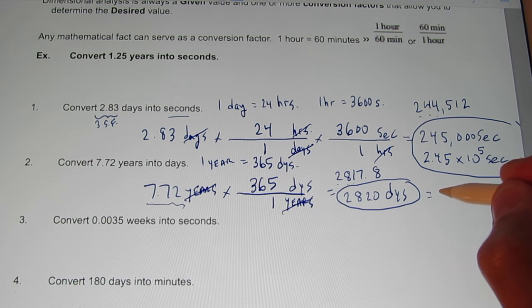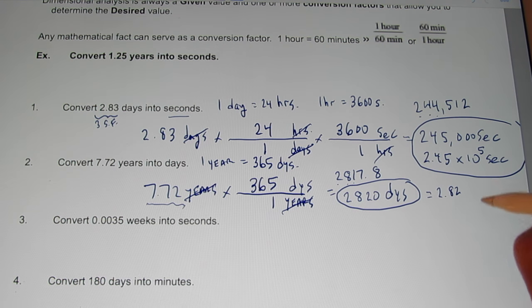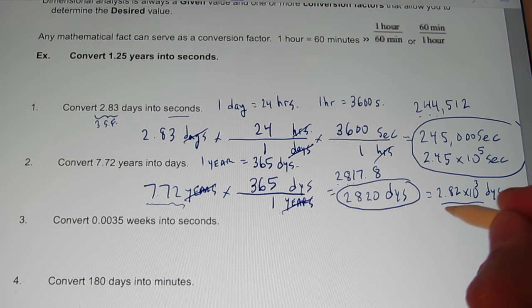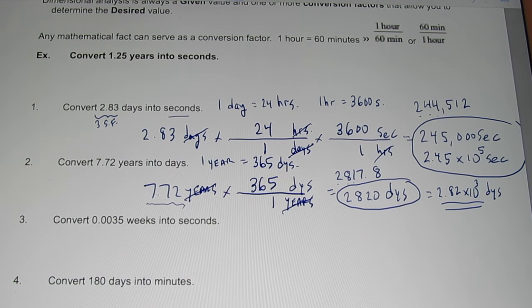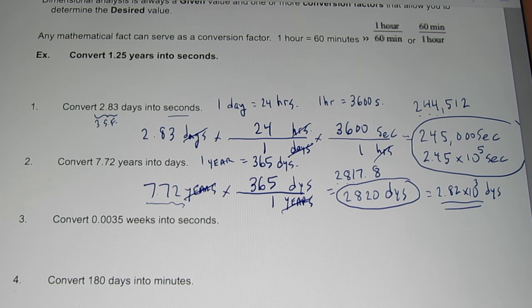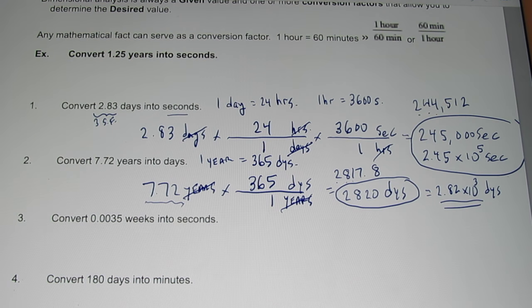If you wanted to write 2.82 times 10 to the 3rd days, that would be fine also. Okay, they both have 3 significant figures in them. All right, let's go ahead and try example number 3 on your own. And come back and see how I did it.